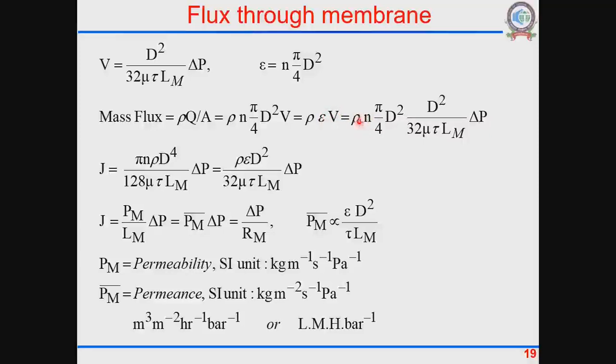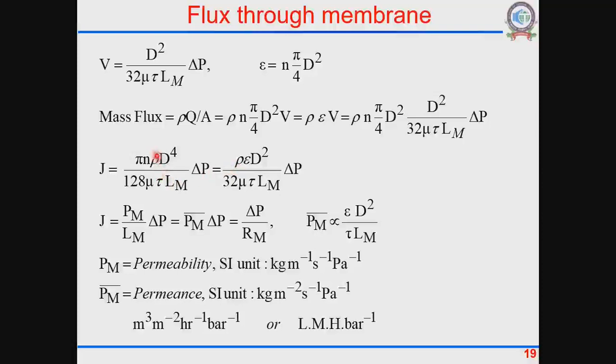Now if you substitute all the values for epsilon and velocity, you can calculate the flux through the membrane in terms of number of pores per unit cross section area, diameter of the pores, viscosity, tortuosity, and thickness of the membrane. Or you can also relate the number of pores to porosity. So it could be rho into epsilon into d square divided by 32 mu tau Lm, multiplied by delta P. Now look at each of these expressions.